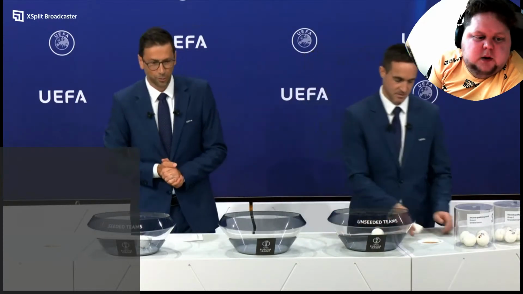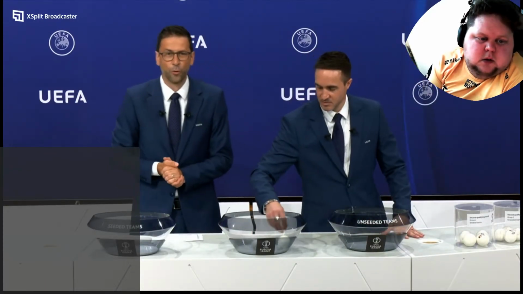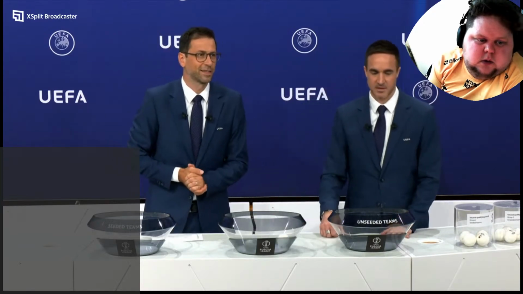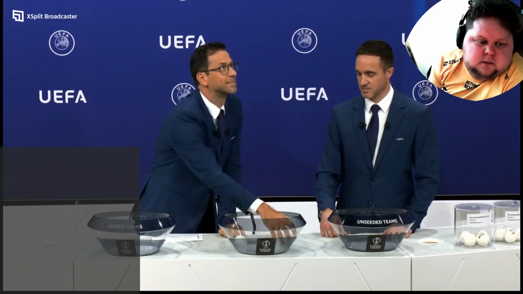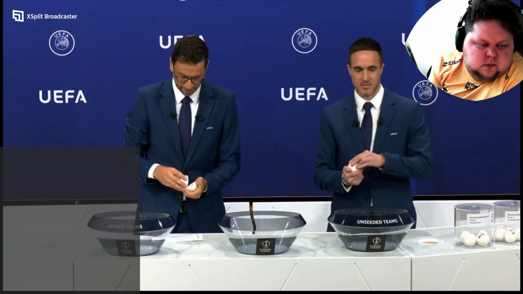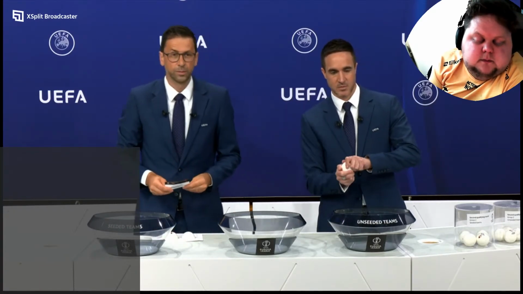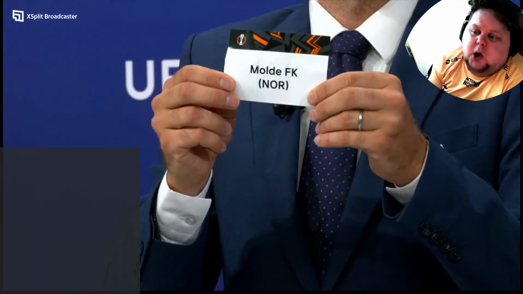Okay, so we have one ball left in each side. We know who. Now we determine the order. And let's find out who will play the first leg at home. And it will be Molde FK from Norway.